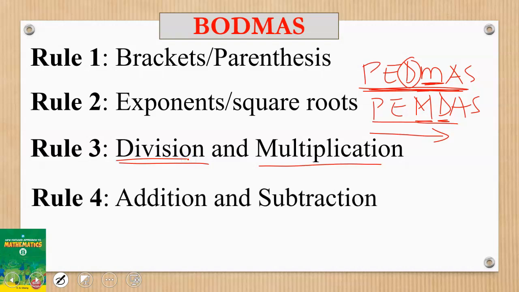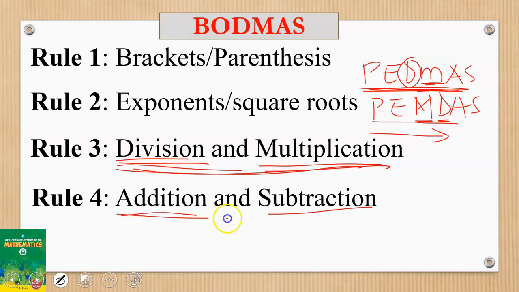Then finally, we go to addition and subtraction. So where we have multiples of operations, this is the order in which we do. We always must prioritize division and multiplication before we think of addition and subtraction. All right. So we'll take examples and then we'll see how we can use these rules.